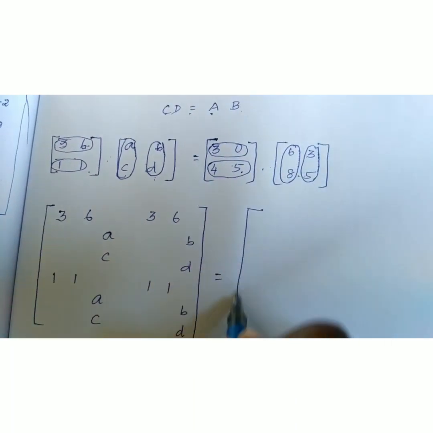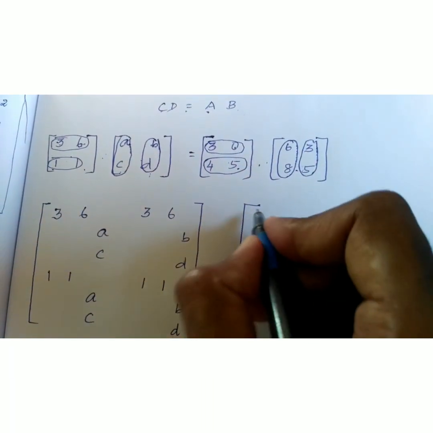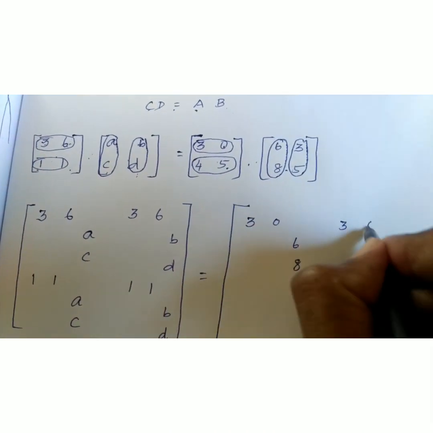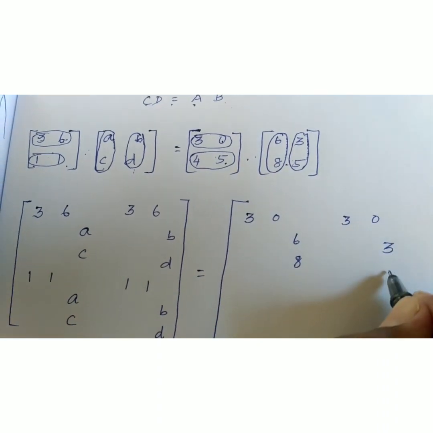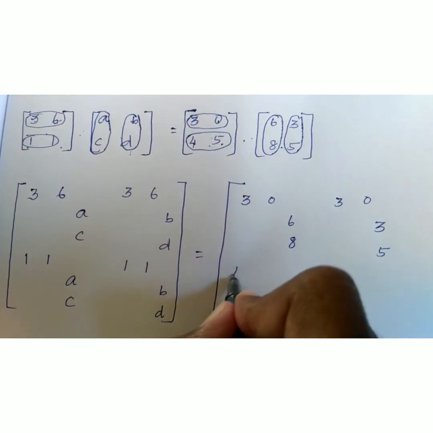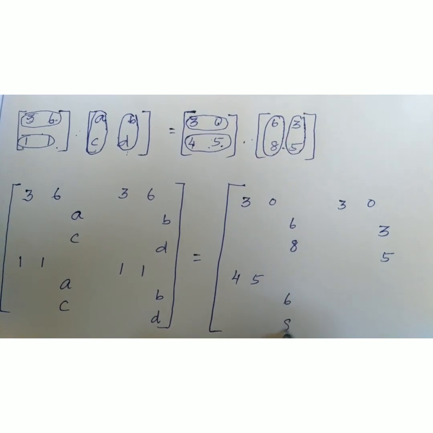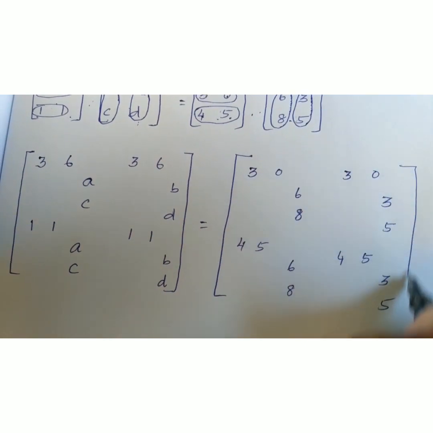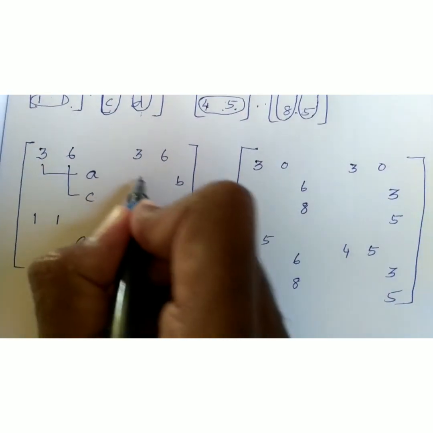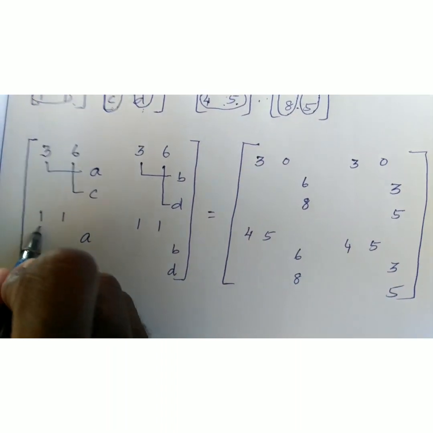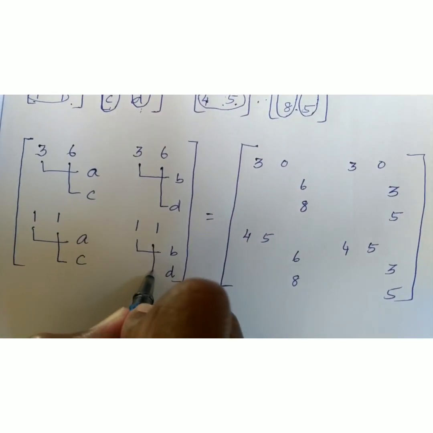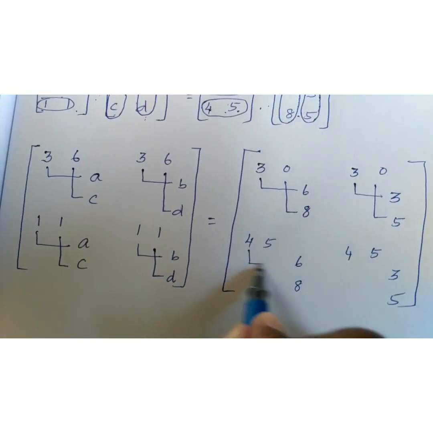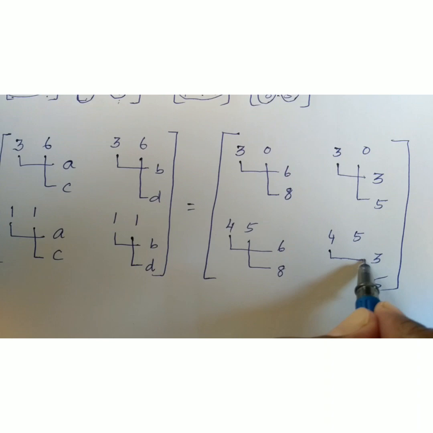Same like that here, two matrix. How we multiple the two matrix? Take the first row, then multiple these two columns. First row 3, 0, first column 6, 8. Again first row 3, 0, second column 3 and 5. Then come down, second row 4, 5, first column 6, 8. Again 4, 5, 3 and 5. Multiple these elements. First element into first, second into second.